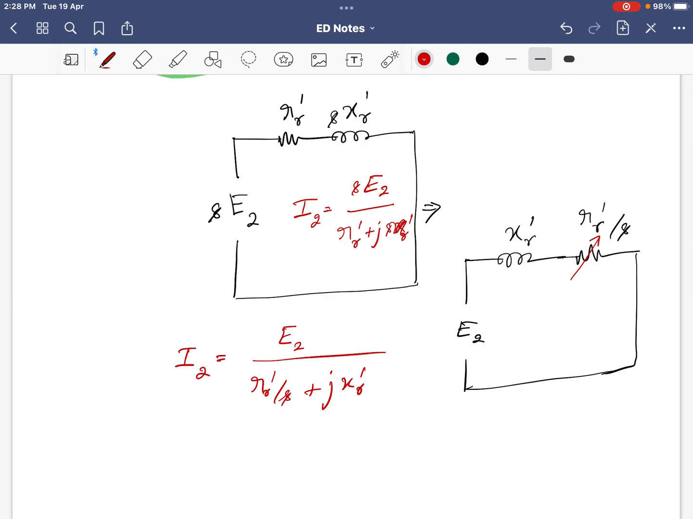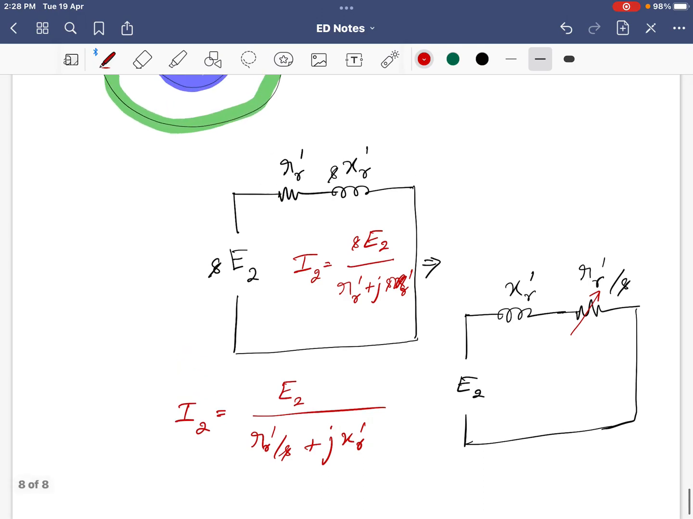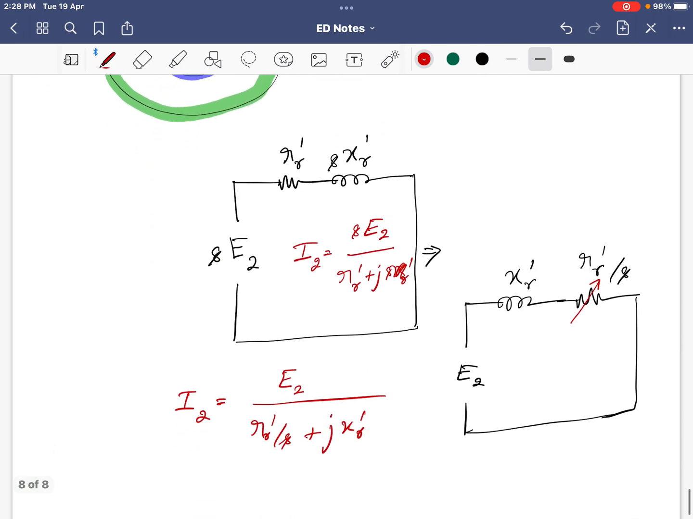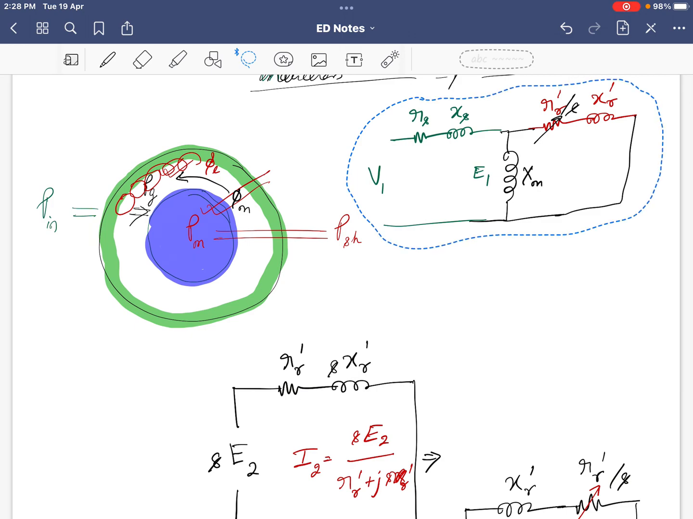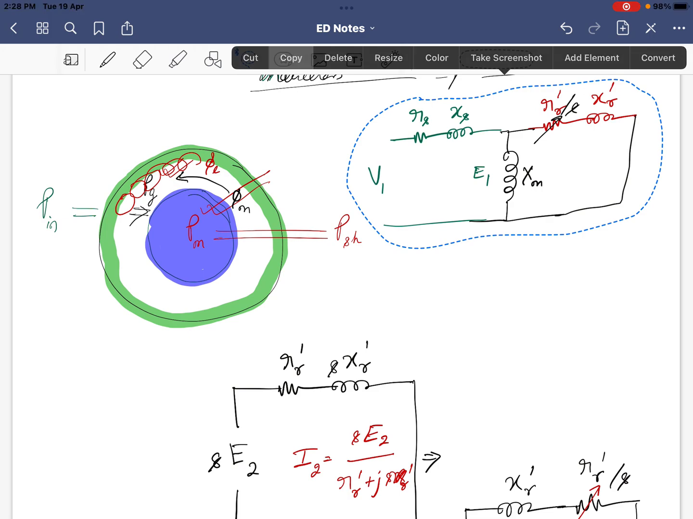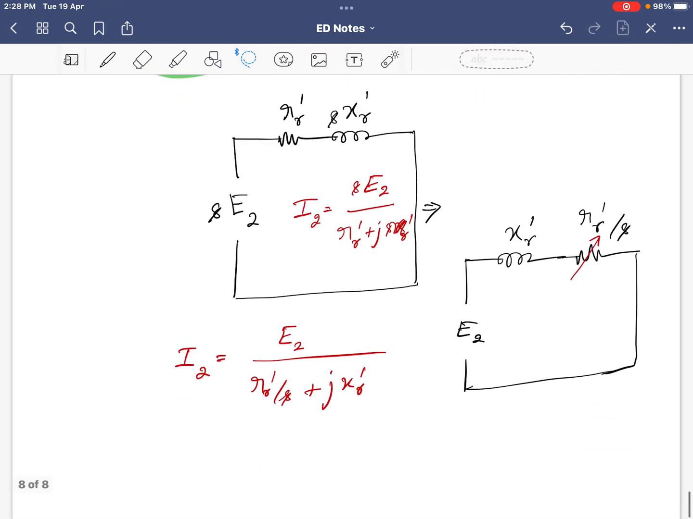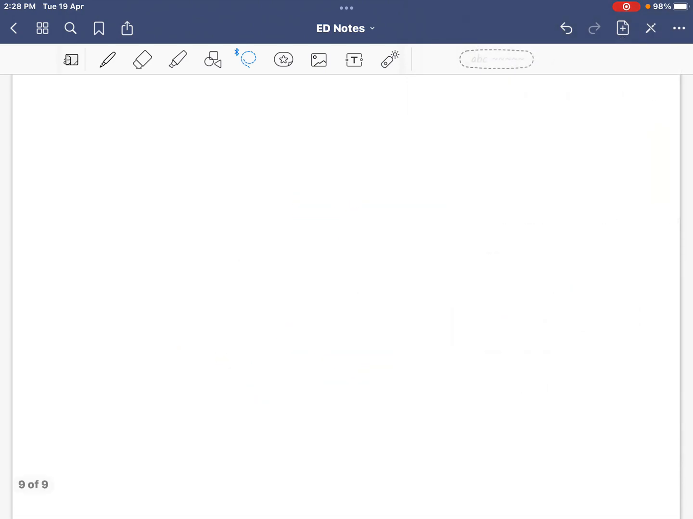This type of equivalent circuit gives me the flexibility to redraw and attach it with the equivalent circuit of the primary winding. Since E1 is equal to E2, we can adjoin these two. And here instead of RR, we write RR by S, and we can complete the circuit like this, representing this RR by S as a variable resistance. So let me copy this part from here and place it over here.